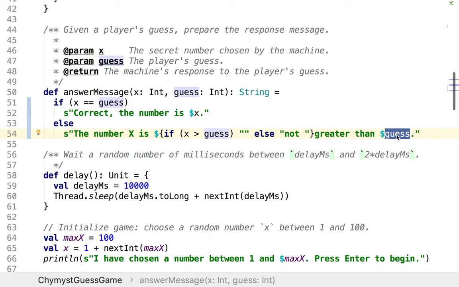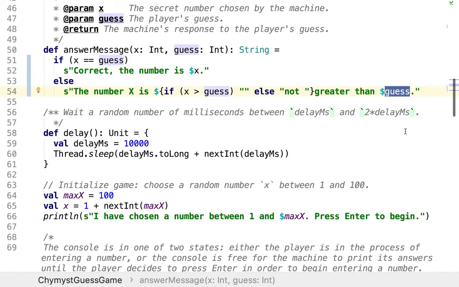Note that we also show what the guess was, because the player can ask many questions asynchronously, and the answers come perhaps out of order, and so each answer should say what the question was. And so the answers will be messages such as, the number x is not greater than 50, or the number x is greater than 25, or something like this.